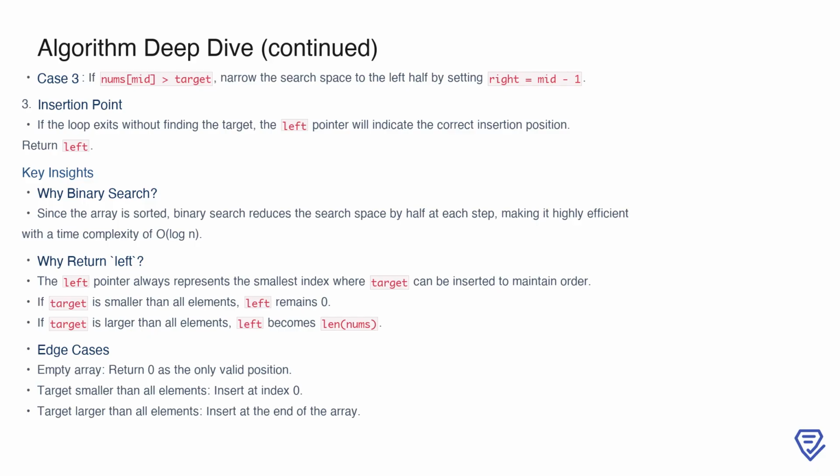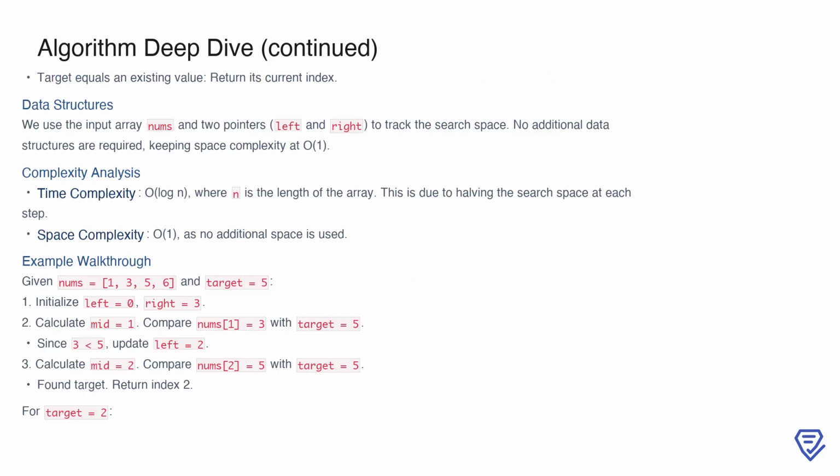at the end. This approach also handles edge cases, such as an empty array, where 0 is the only valid insertion point, or scenarios where the target is smaller or larger than all elements. If the target value is already present in the array, the binary search will find its current position and return the corresponding index. This ensures that no duplicate elements are added to the array.